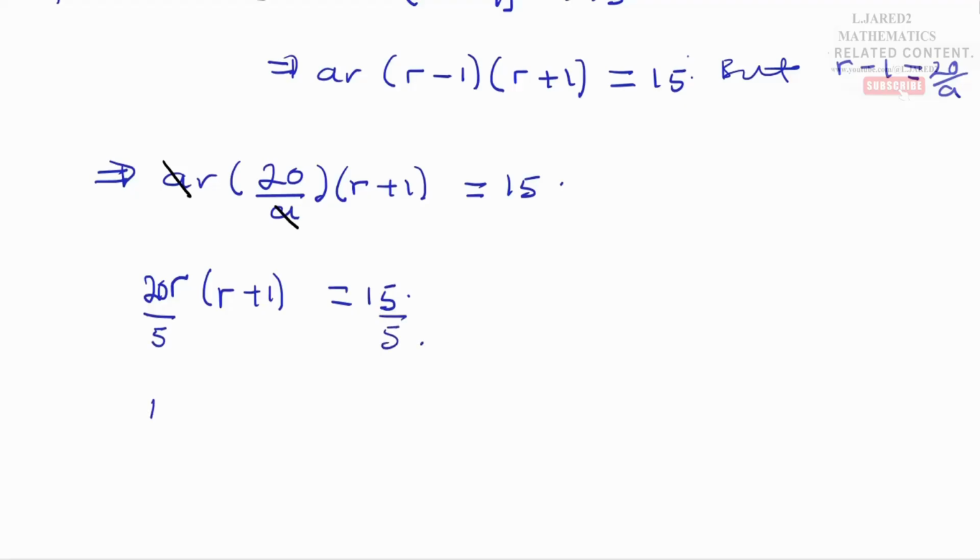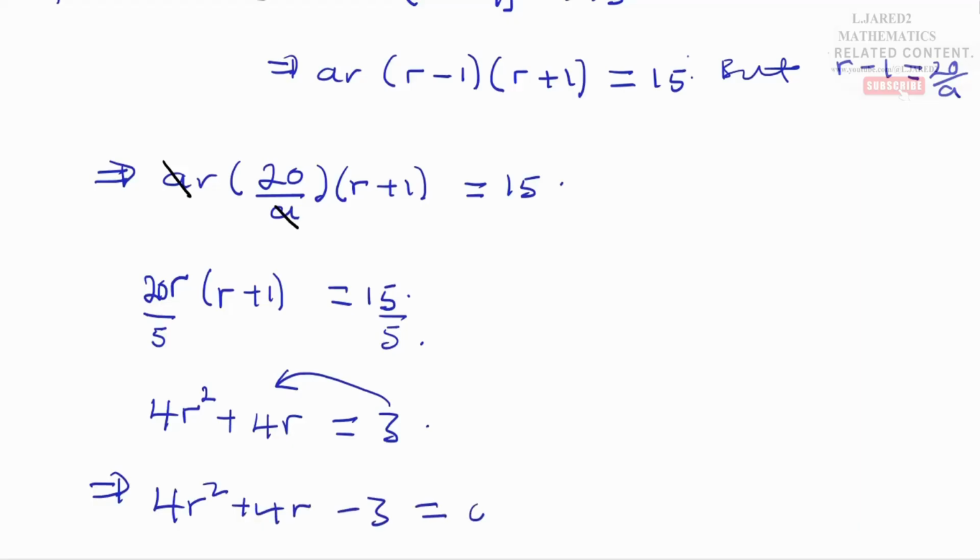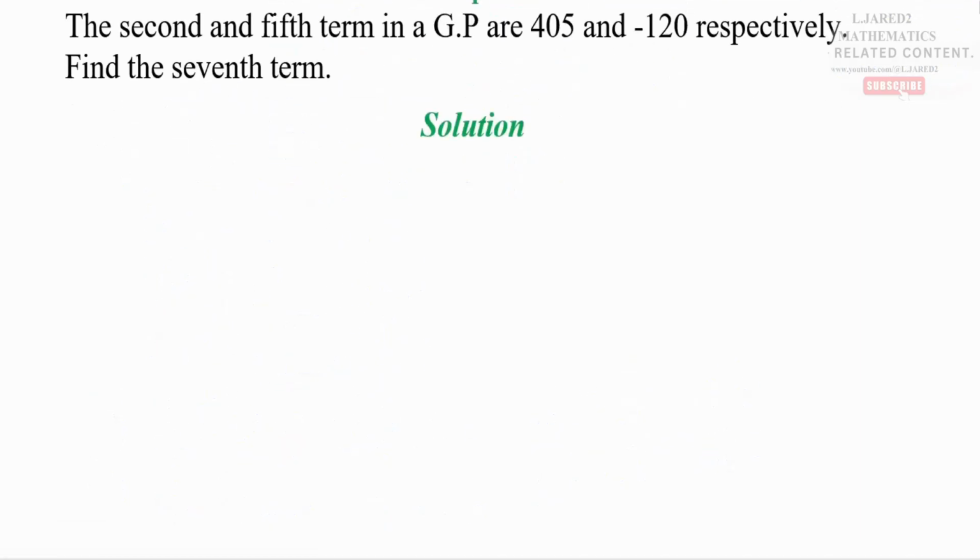In here, we are going to remain with 4R, but multiply by this R to have 4R squared. Then plus the 4R should give us the 3. To make it a quadratic equation, let us take this 3 on the left hand side. So we are going to have 4R squared plus 4R minus 3 equals 0. And this is a quadratic equation which we can solve using the methods of solving quadratic equations.